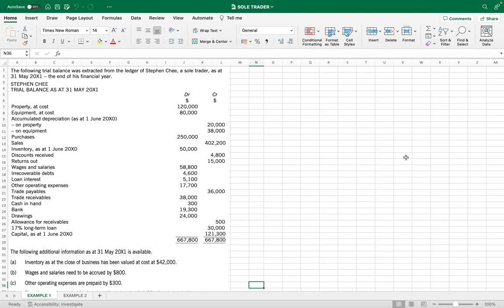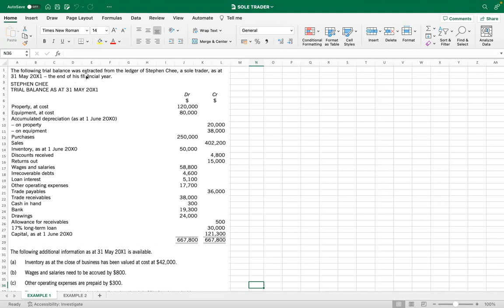So we have an example with us that will enable us know how to prepare the profit and loss accounts for a sole trader, and also how to prepare the statement of financial position for a sole trader. So having a complete understanding of this session will enable us know how to prepare accounts of a sole trader. So let's look at example 1.